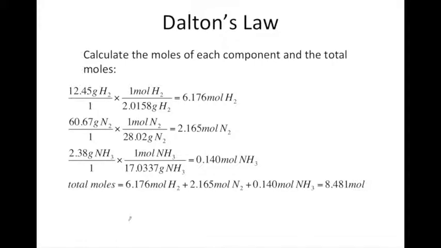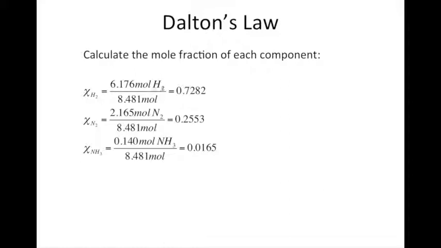The first thing I wanted to do is calculate the moles of each gas. I took the mass, the grams, and divided it by the molar mass to get the moles of hydrogen, nitrogen, and ammonia. Now I added the moles together in order to get the total moles of my mixture. That's going to allow me to calculate the mole fraction. So let's calculate the mole fraction. We took the moles of each gas, which we just calculated, divided by the total moles, and we get the mole fraction for each gas.